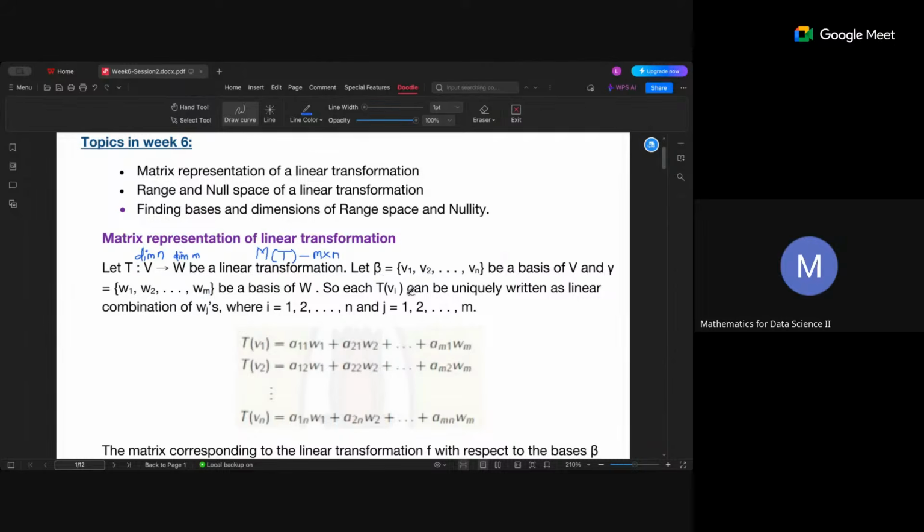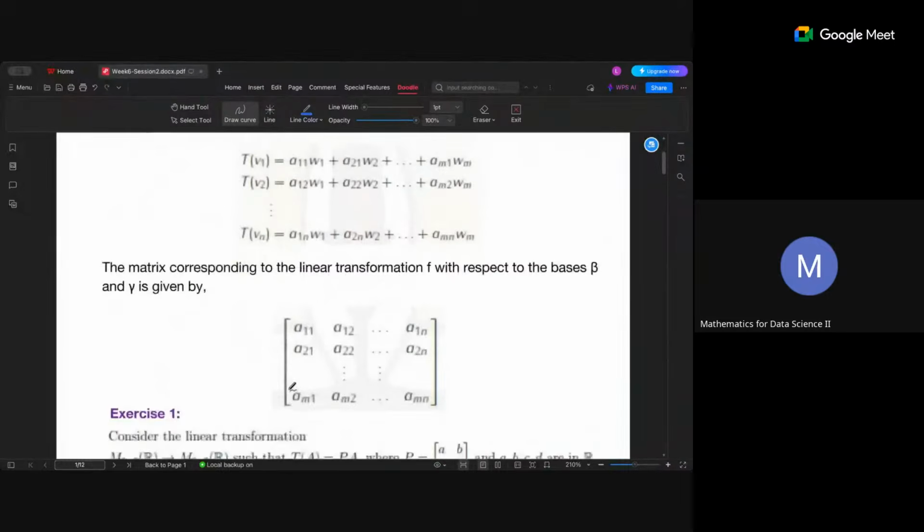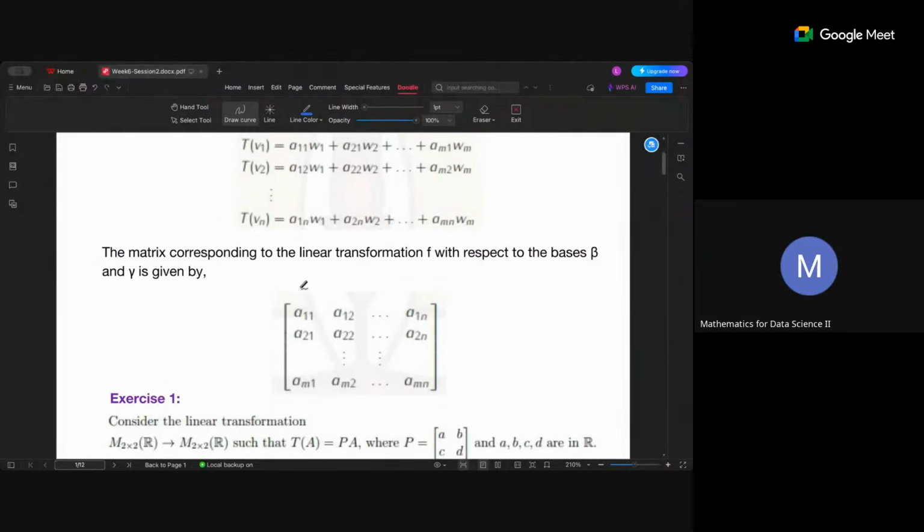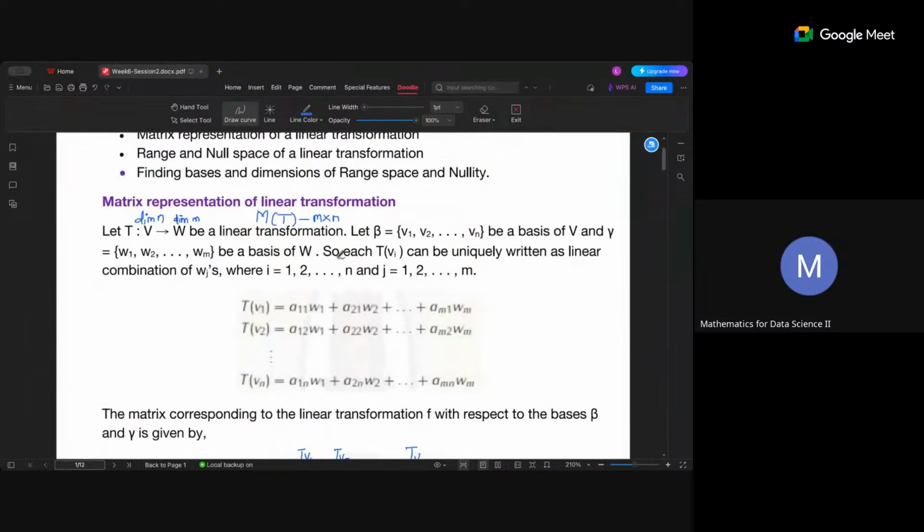For that, what are we going to do? We are going to first find T(v_i) for each i equal to 1 to n, and then express that as a linear combination of w_1 to w_m. These coefficients go as the columns of the matrix. So here you see that the coefficients of T(v_1) in terms of the w_i's are given here, and the coefficients of T(v_2) in terms of the w_i's are here, and so on. So this is the matrix representation of a linear transformation.